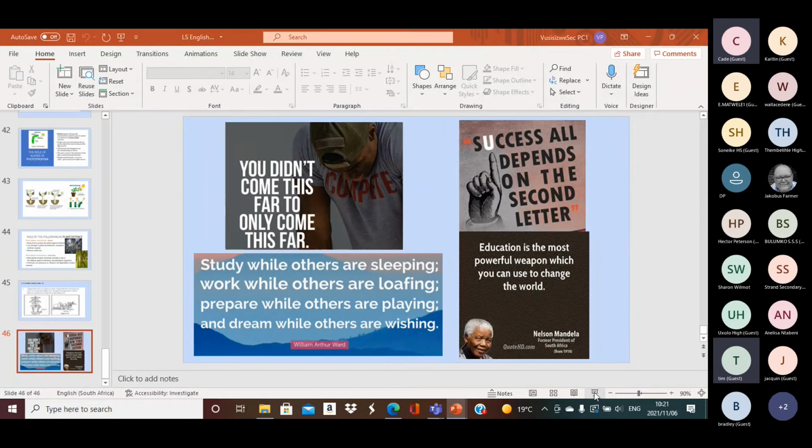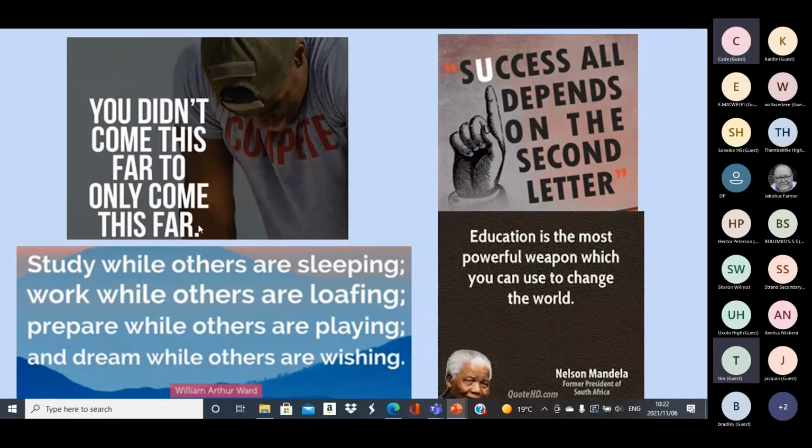And again, you didn't come this far to only come this far. Study while others are sleeping. Work while others are loafing. Don't loaf, grade 12s, please. Work. My statement I normally give my grade 12s is, we work till we drop, we sleep in December. So prepare while others are playing and dream while others are wishing. The success depends on you. If you are concentrating on your education, grade 12s, it's the most powerful weapon and you can change the world.